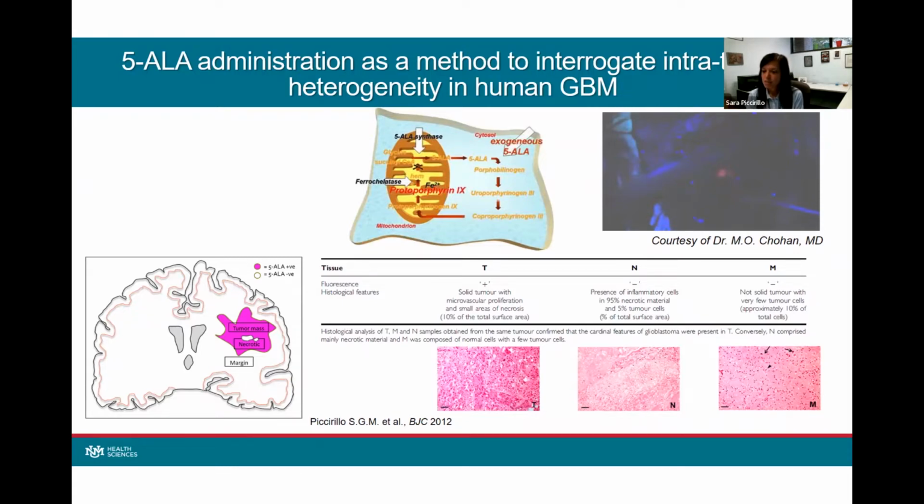And so what they found is that mostly there were normal cells, but approximately they could see 10% of the tumor cells in this area. And so this suggested that, again, our sampling was correct, and that with 5-ALA, we had the opportunity to interrogate the margin of the tumor and compare it with the tumor mass.